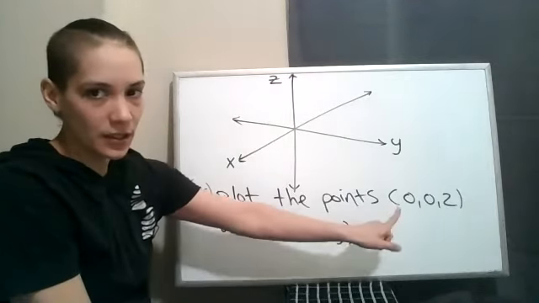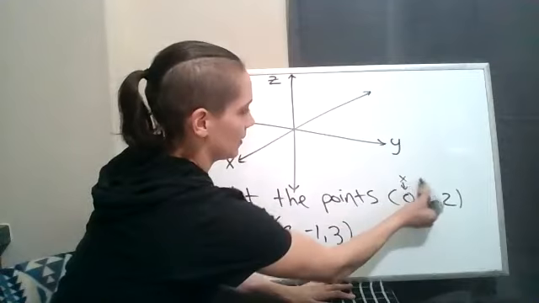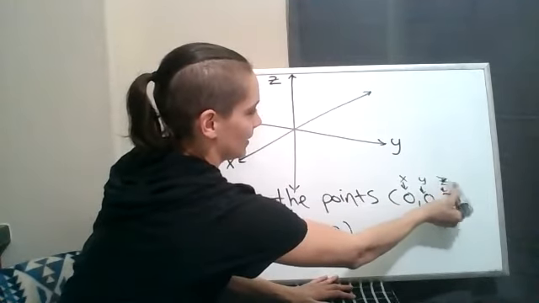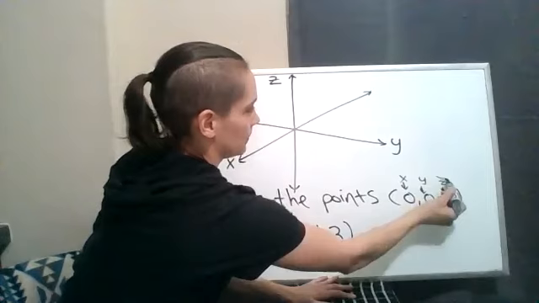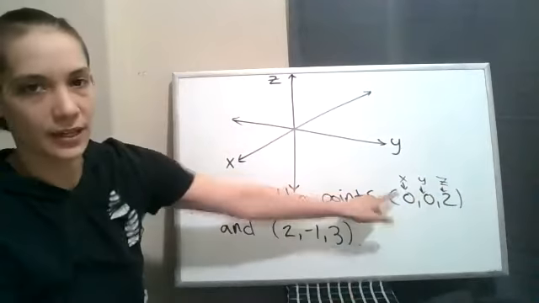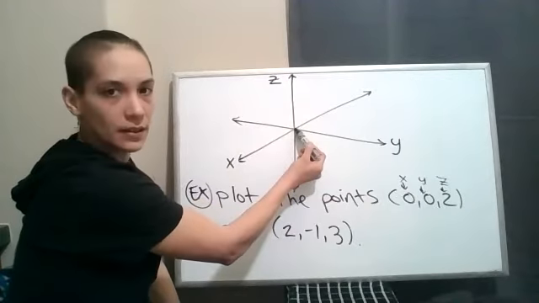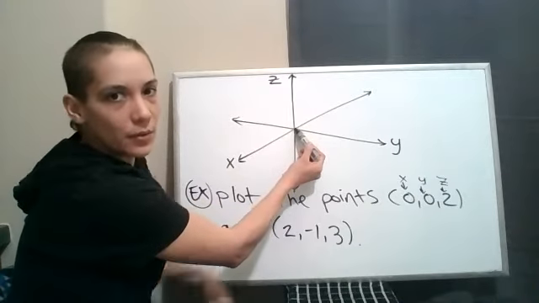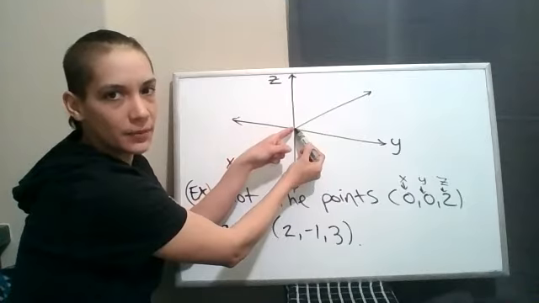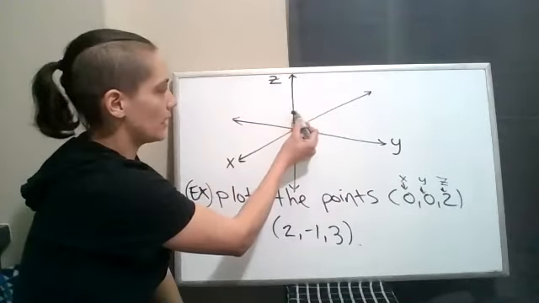We're going to sketch 0, 0, 2. Okay, 0 for x. So on this axis, we go here. 0 for y. So moving along this axis, stay right there. Up 2 for z. So right on that.